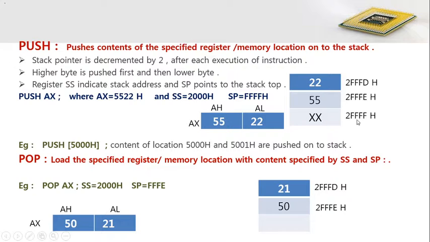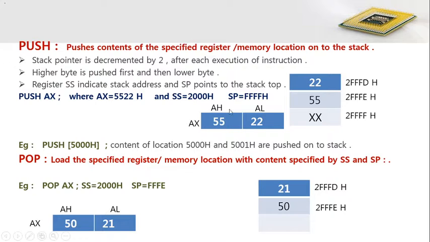Now suppose the stack pointer is pointing here, so decrement by 1, point to this location, and load here the higher byte of AX, 55. Then again decrement by 1 and load the lower byte value there. So after executing this push operation, the stack pointer is decremented 2 times, or 2 bytes, and points to the new location. This is because the stack grows in the opposite direction of its address value. That is why, while pushing, we need to perform this decrement operation in order to get the new free location.